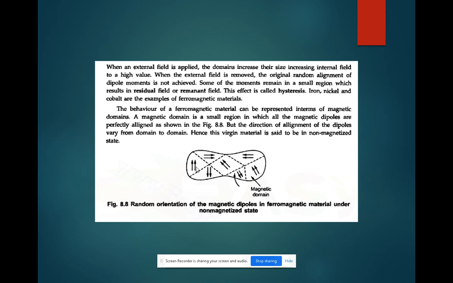While you are applying current, this electric field or external field, the domains will increase their size. If you remove the external field, the random elements will return to the original size. If you apply the external field, the size will increase. Some of the moments will remain in a small region, which will be called the residual or remnant field. This effect will be called hysteresis. For example, iron, nickel, and cobalt will come under ferromagnetic material.